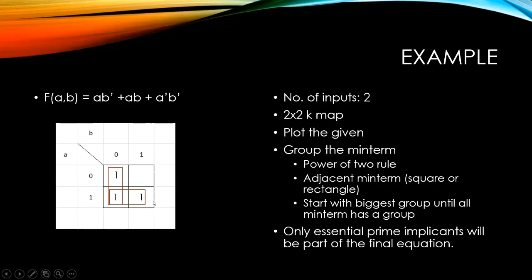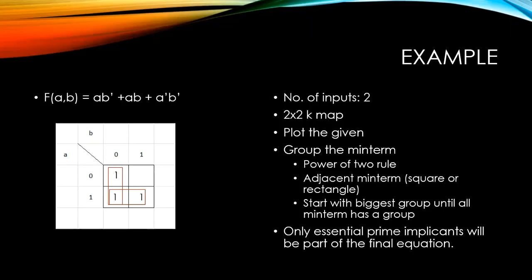So after determining the essential prime implicants, now we are ready to get the equivalent of each group, the product term for each group. So how do we determine the product term of each group? We're going to inspect the value of each variable. If the value of the variable changes within that group, that variable will not be part of the final term for that group. If the value of that variable is constant, didn't change within the group, it will be part of the term that will represent that group.